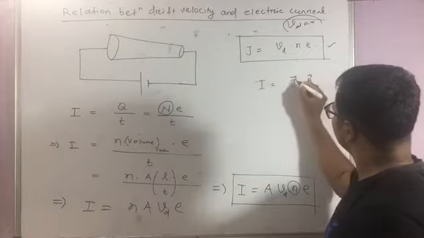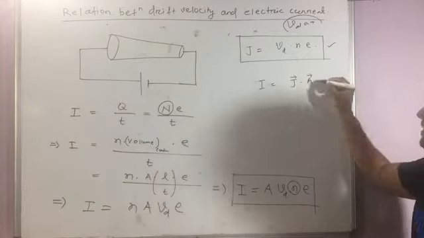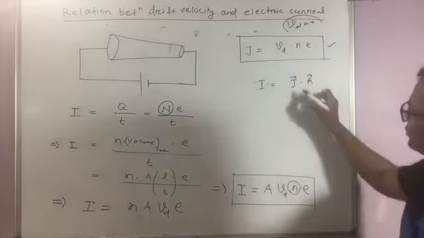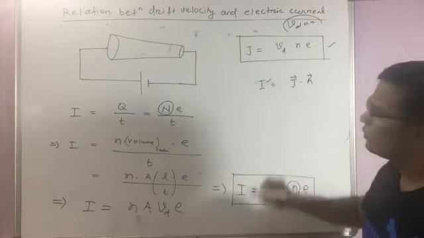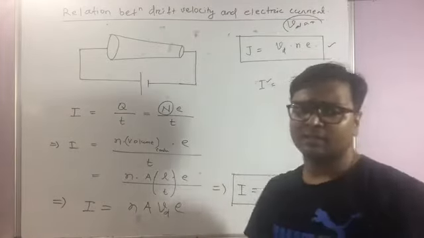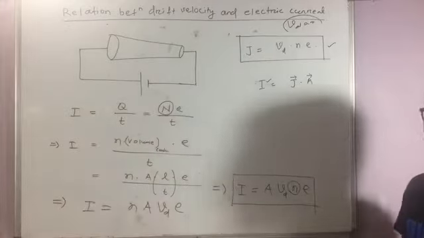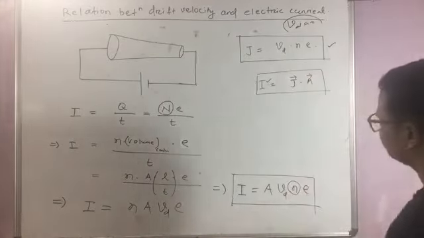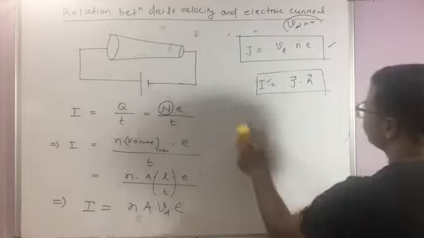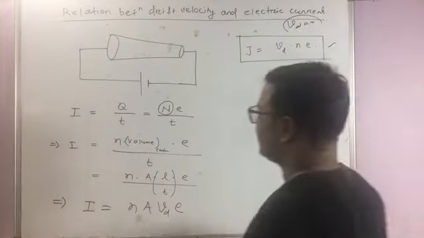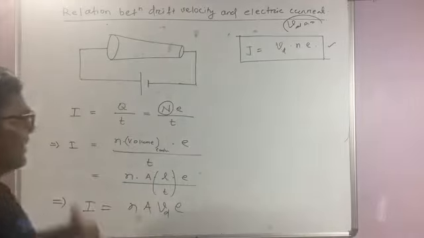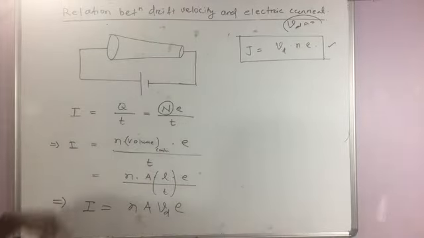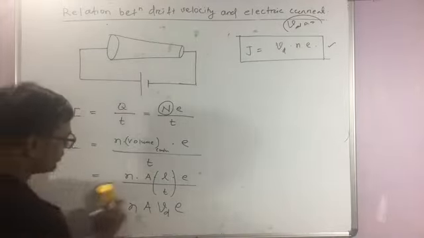See, J is a vector quantity, and area can be treated as a vector quantity. So their dot product will give you the current in the circuit, the current through a cross section. Clear? So this is the most important point here. Now let us derive Ohm's law from this relation, I is equal to A Vd n e.